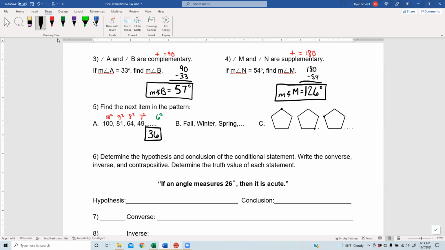This one we're doing the seasons. Fall, winter, spring. What comes after spring? Summer.